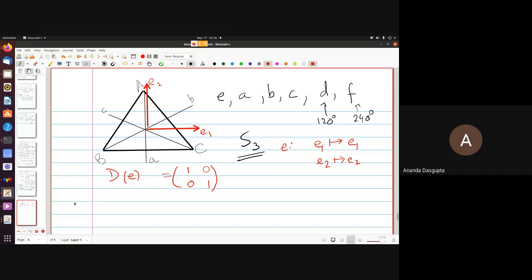Let's try doing something a bit non-trivial. Let's say B. Let's find out what it does to E1 and E2. Or let's start with not B. Let's start with the easier one. Easier one for us is, of course, A. So what does A do to E1? A, remember, is a reflection in the vertical median. What does A do to E1? Answer: minus E1. That's of course minus 1 times E1 plus 0 times E2. And what does it do to E2?